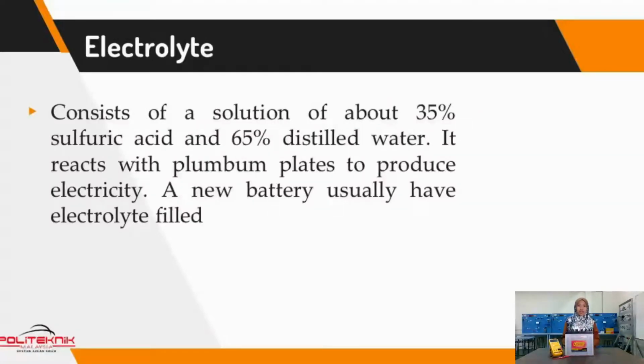Lastly is electrolyte. It consists of a solution of about 35% sulfuric acid and 65% distilled water. It reacts with lead plates to produce electricity.